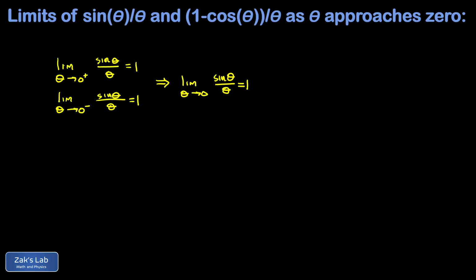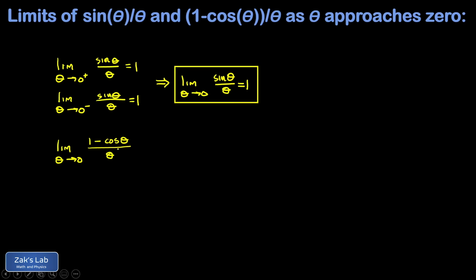And that gives us our first limit. Again, this thing is going to be critically important for figuring out how to do calculus on trigonometric functions. So our next goal is to figure out the limit of 1 minus cosine theta over theta as theta approaches 0. And thankfully, we don't have to do a fresh geometric construction for this. We can just manipulate this algebraically and use a trig identity.